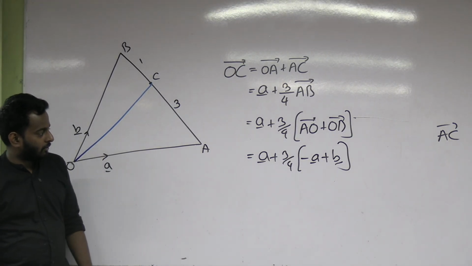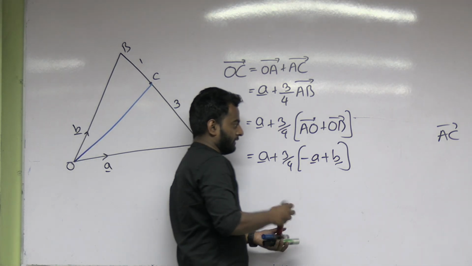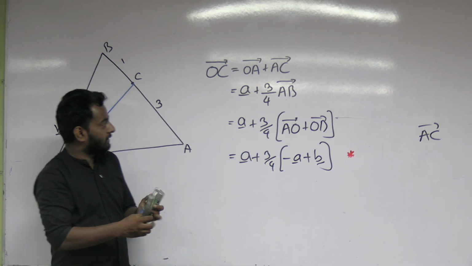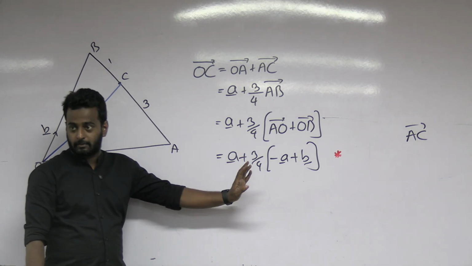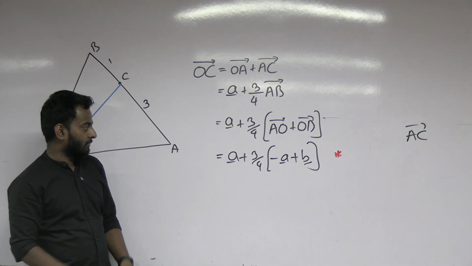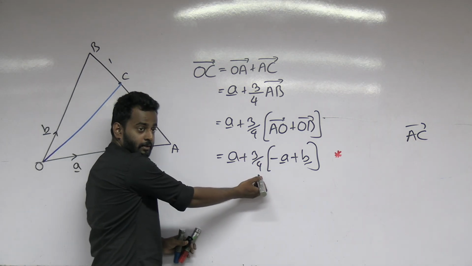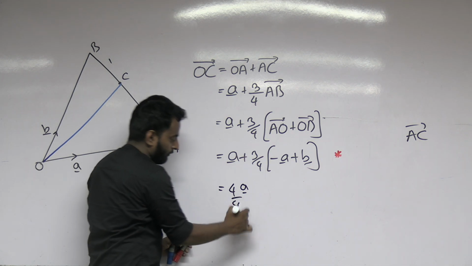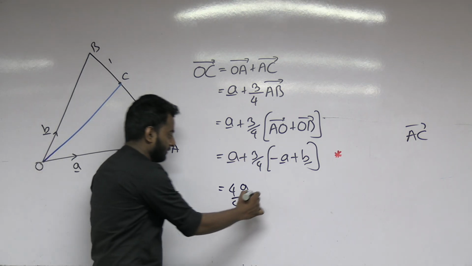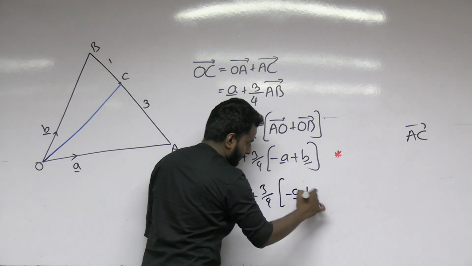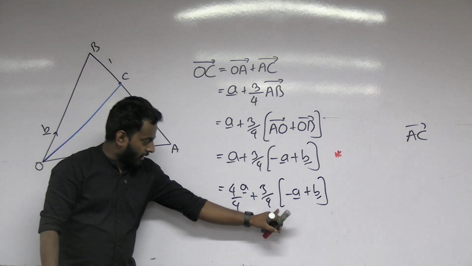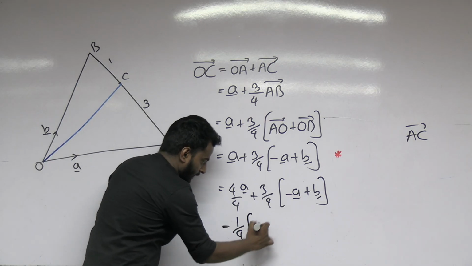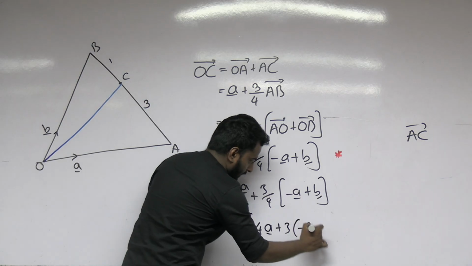Right. From this point onwards, you must simplify this. But if it's hard for you, just leave it as it is. You don't need to simplify it, because we are now studying only vectors, not the simplification part. But it's better if you can simplify this. There are two methods you can simplify this. One is, here the denominator is 4. So to take a common denominator with this a, we can write 4a divided by 4. Fine. And this is 3/4 of minus a plus b. Now both these terms have a denominator of 4. What we do is we consider 1 over 4 as a common factor and write 4a plus 3 times minus a plus b.